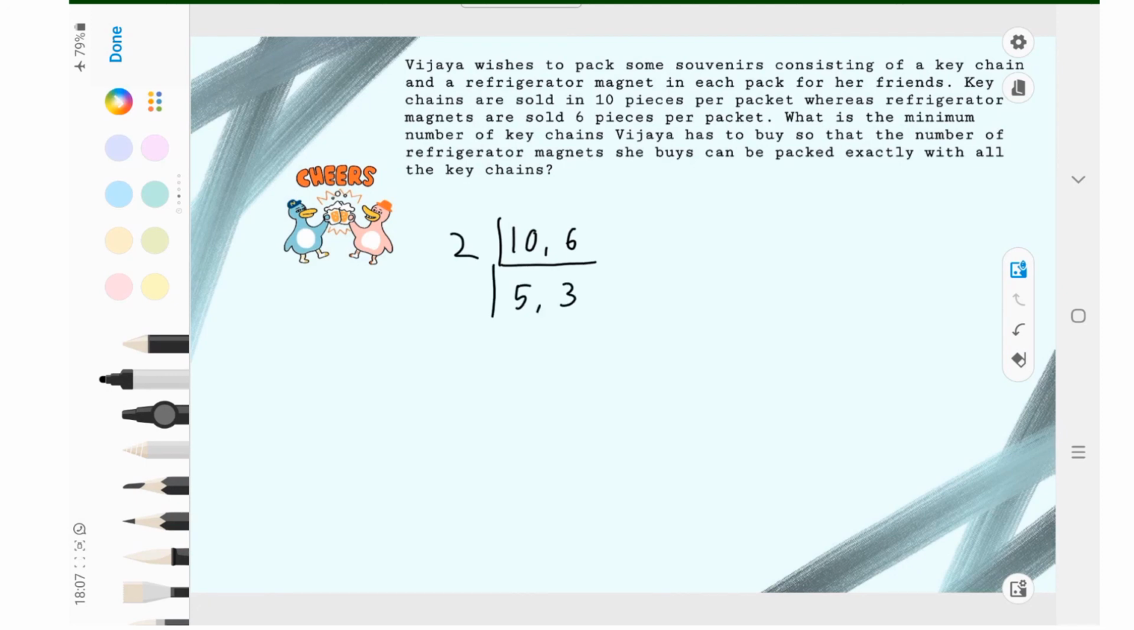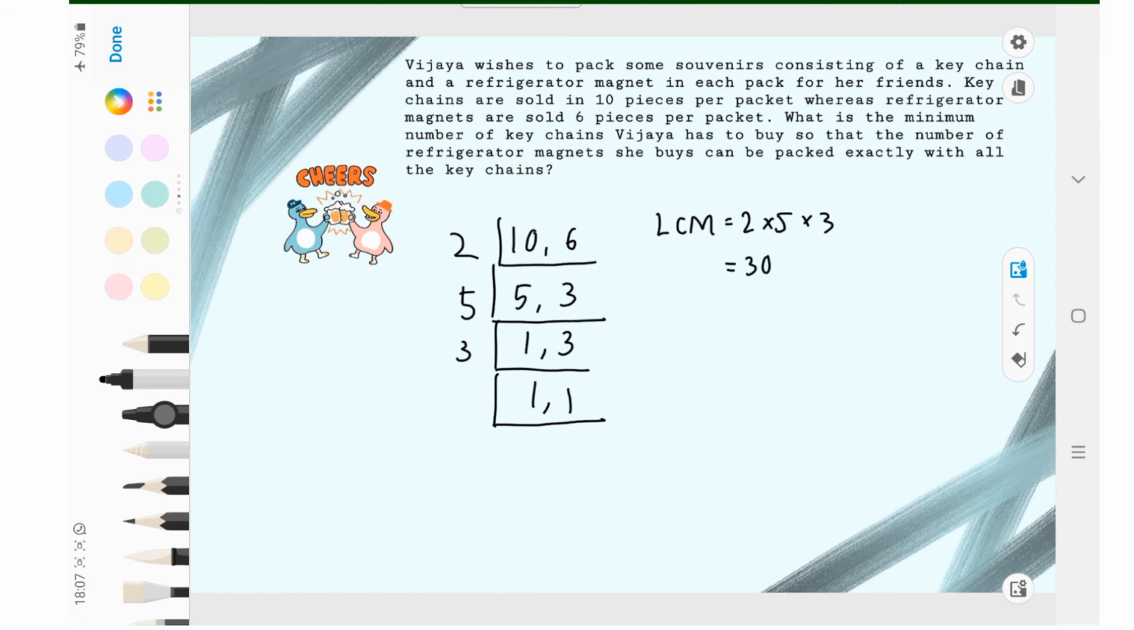10 and 6 divided by 2 equals 5 and 3. 5 divided by 5 equals 1. 3 divided by 3 equals 1. So the LCM for 10 and 6 is 2 times 5 times 3, which equals 30. So she has to buy 30 pieces.